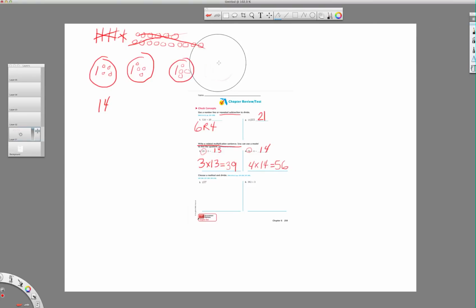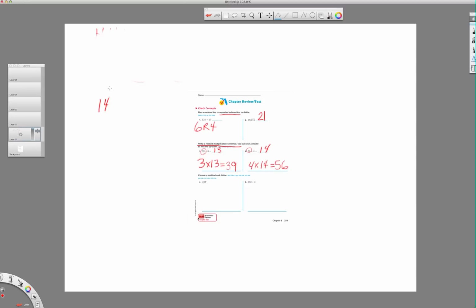Okay, let me erase this stuff, and we can move on to number 5 and 6. Numbers 5 and 6 have the same directions. They say choose a method and divide. So any method that you like, you can use for this. So the first one is 17 divided by 2. So I can draw 2 groups, and since I only have 17, I think I'll just do dots.